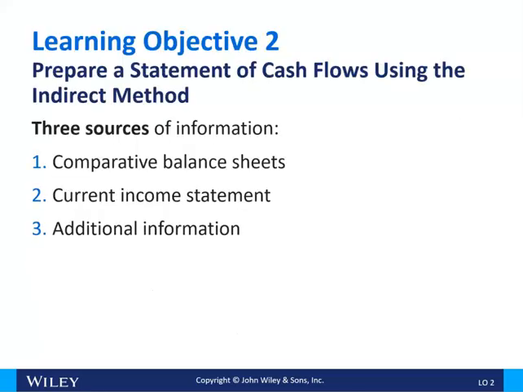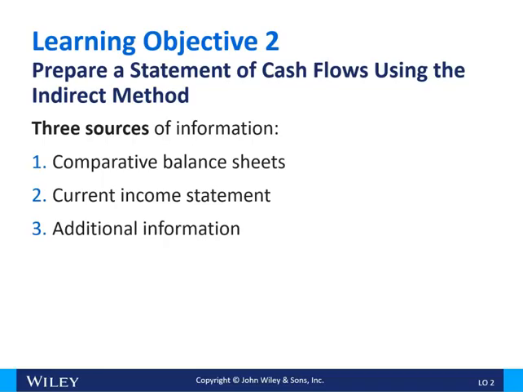Now we'll talk about how we create or prepare the statement of cash flows using the indirect method. There are 3 sources of information that we use to be able to complete the cash flow statement. We're going to use the comparative balance sheets. So it's the balance sheets at the beginning of the period and the end of the period. Most of what we're looking at in the examples here will be for the year, so it'll be 1 year versus the second year.